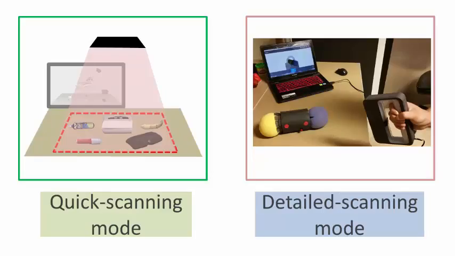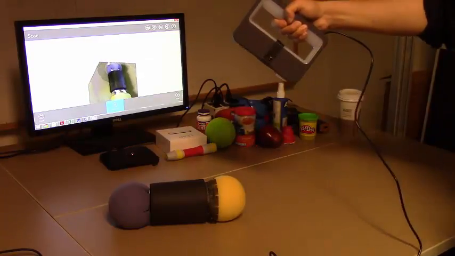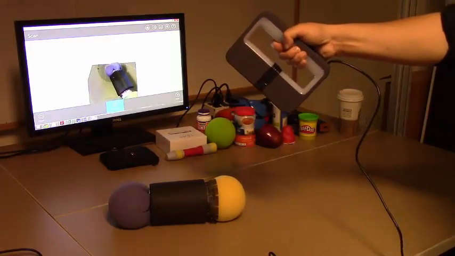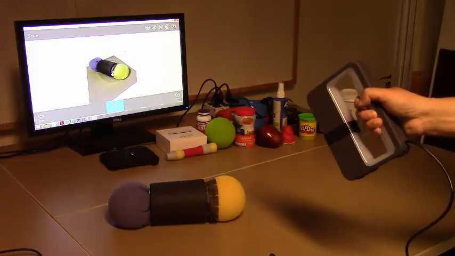In RealFusion, physical objects can be digitized using either the quick or detailed scanning modes. The detailed scanning mode allows users to generate a true-to-form 3D model using a multi-view scanning process with a commercial 3D scanner.